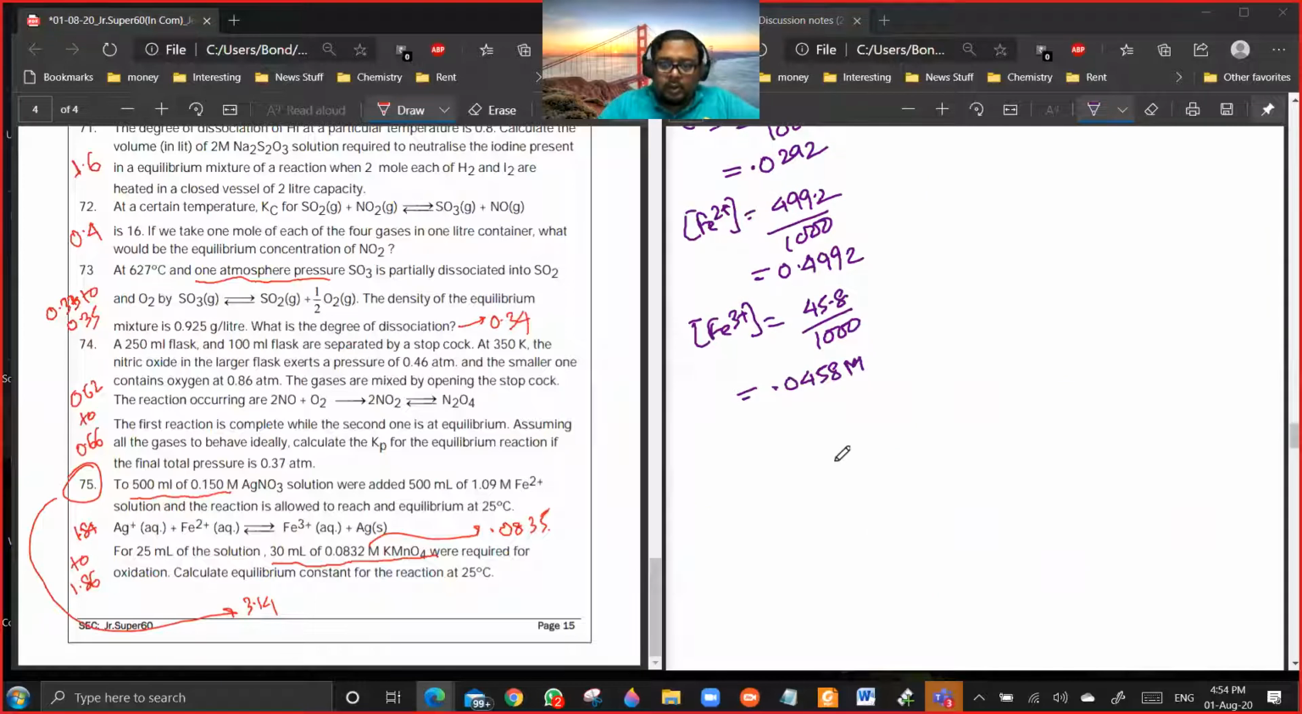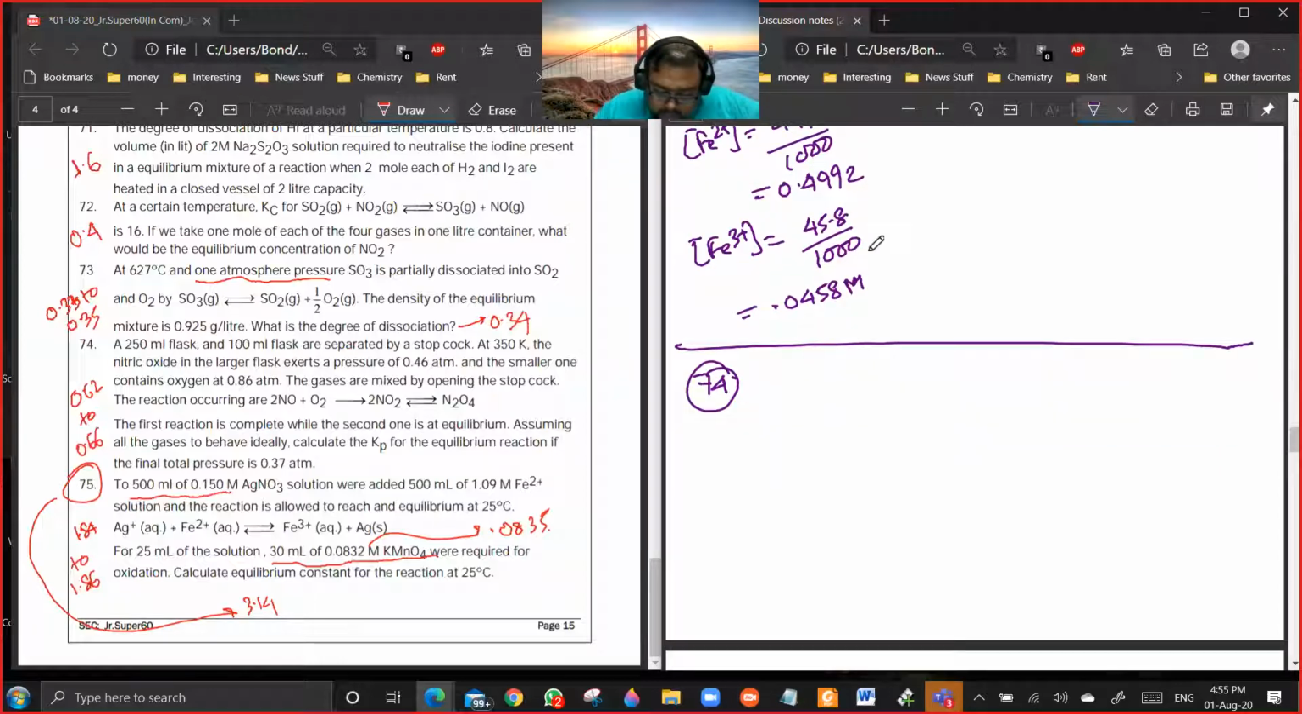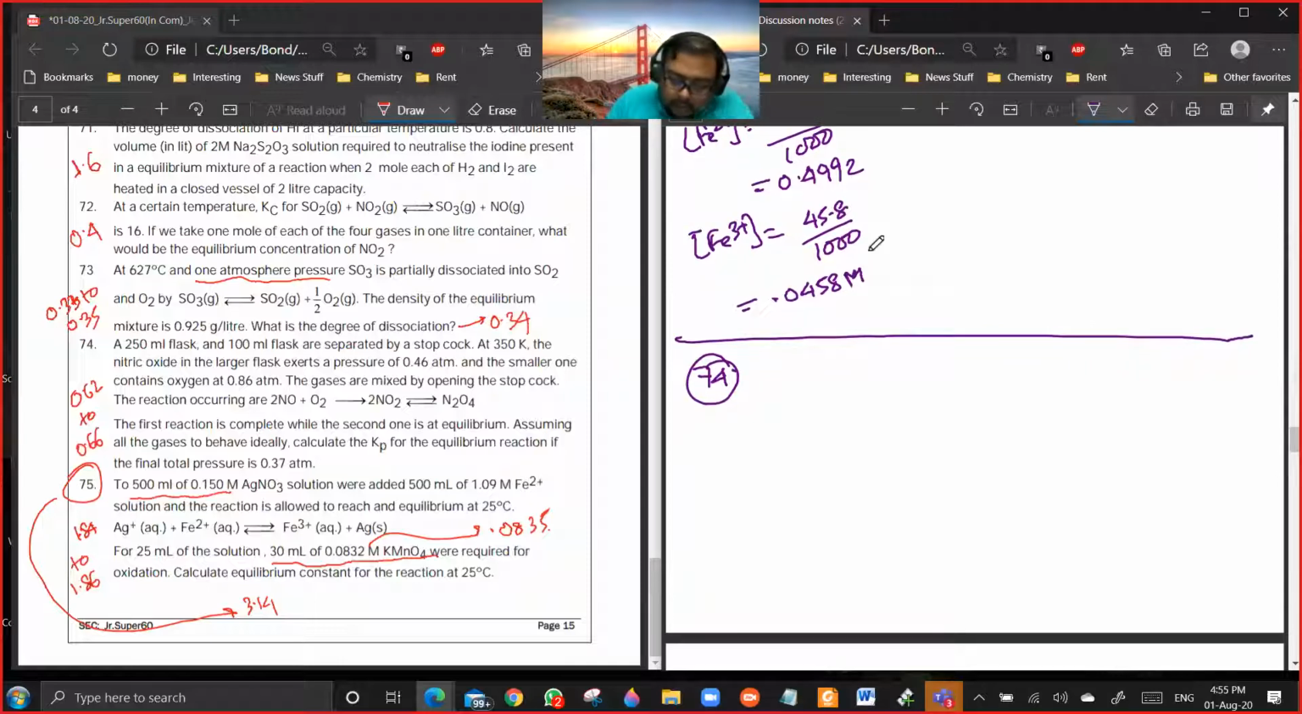Now last question of the day, which is 74. Okay. So you have a 250 ml flask and a 100 ml flask connected by a stopper. So I am having one flask like this, another flask like this. I have connected it. Okay. And the volume here is 0.25 liters. The volume here is 0.1 liters.